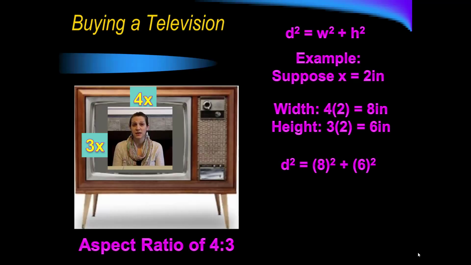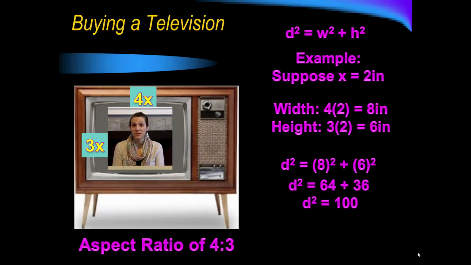So d squared equals our width squared, or 8 squared, plus our height squared, or 6 squared. 8 squared really means 8 times itself, and 6 squared really means 6 times itself. If we simplify one more step, 8 times itself is 64, and 6 times itself is 36. The next step is to add these two numbers together. 64 plus 36 gives us 100. So d squared equals 100.